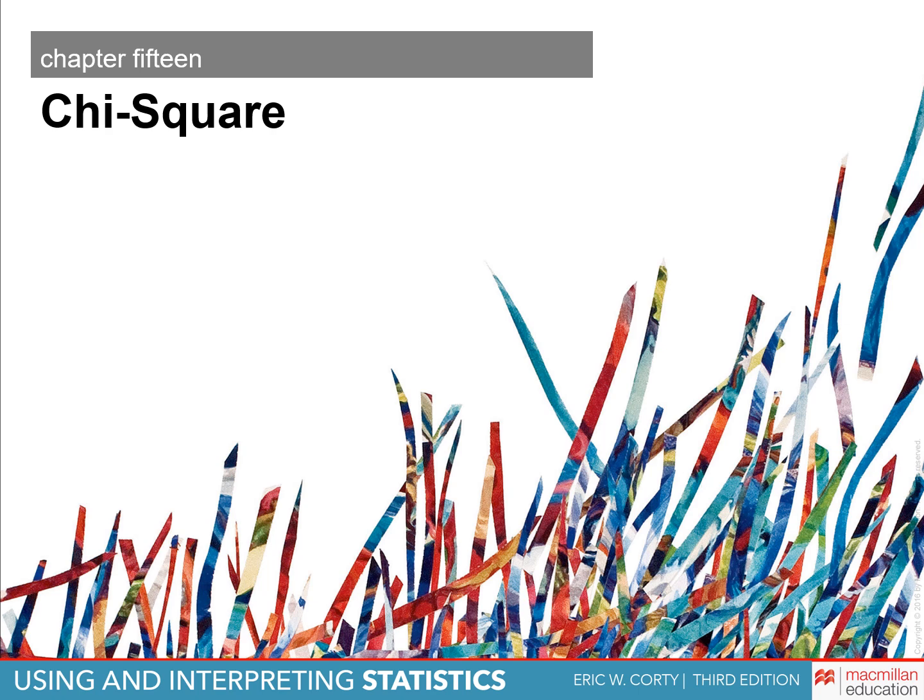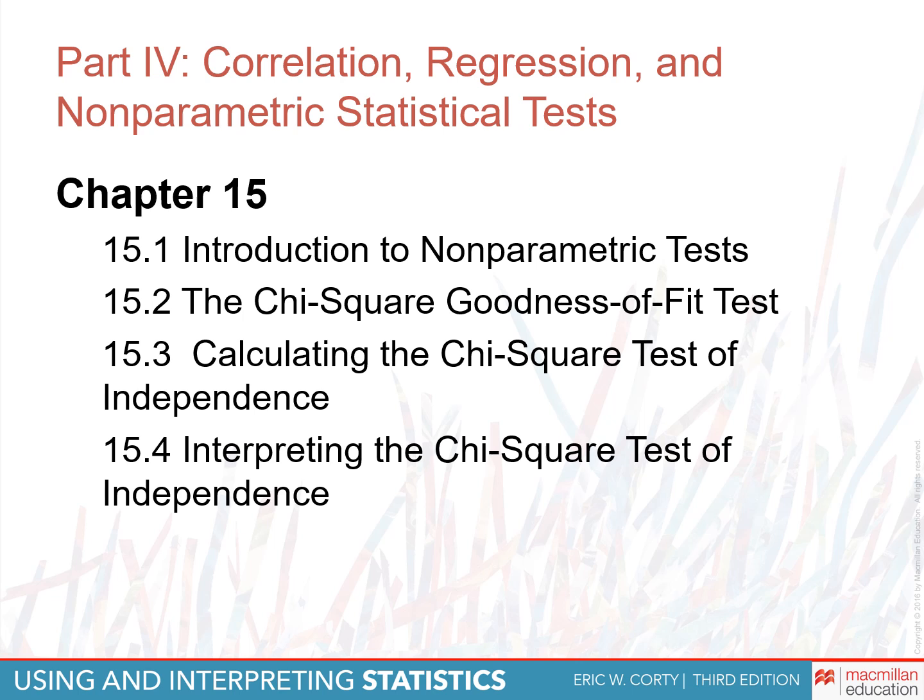Hi everyone. In this module, we're going to talk about the chi-squared test, which is a test that we typically use when we're interested in associations that involve nominal or ordinal variables. I'm going to start by doing a brief introduction to nonparametric tests. And then we're going to talk about two different types of chi-squared test, the goodness of fit test and the chi-squared test of independence.